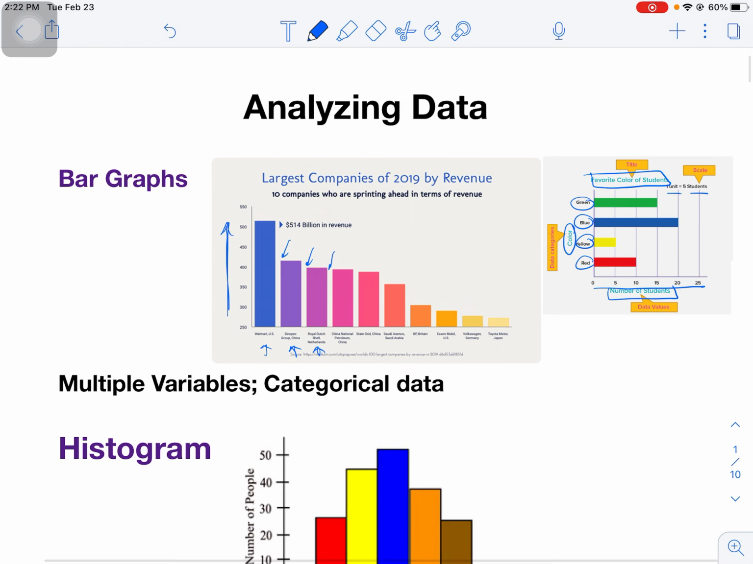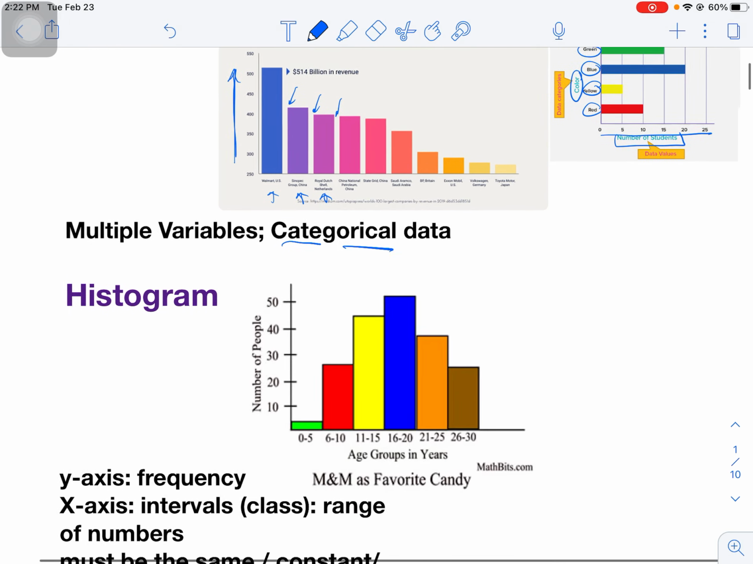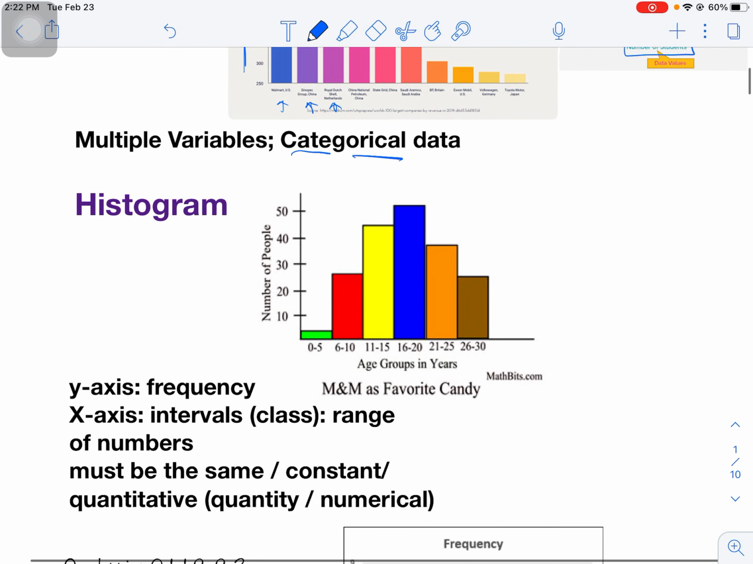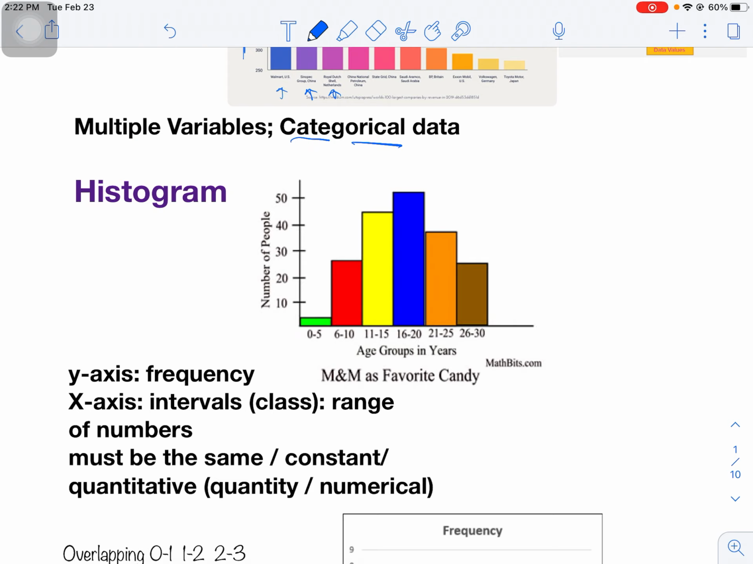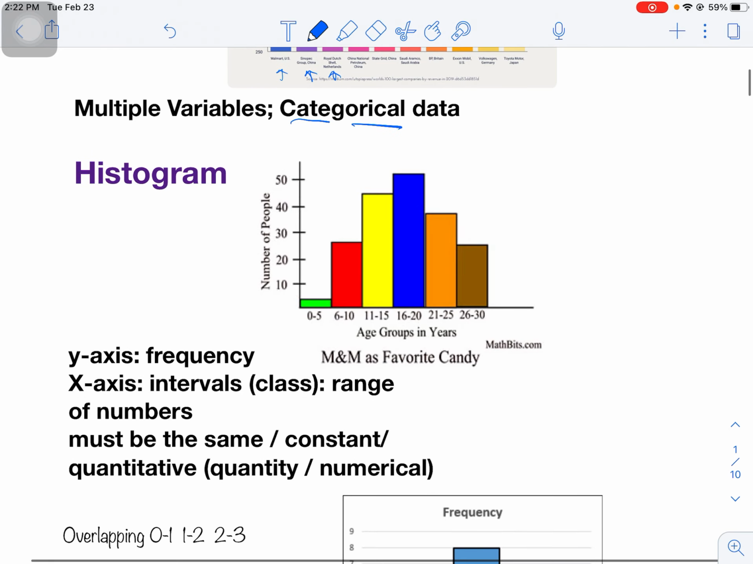So remember, they have multiple different variables or categories, and they're categorical data, different categories. A histogram, however, is not the same. Now, occasionally you will find some histograms that have gaps in between the bars, and that's not a proper histogram. But histograms are the y-axis is still frequency, just like the bar graphs, but the x-axis are in intervals or classes. So it's a range of situations.